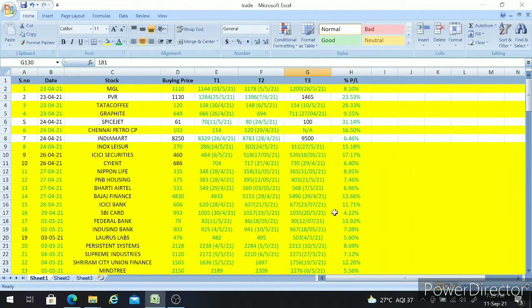I'll also give the formula to get this percentage return, for those who don't know. Take the final price minus the buying price, that is 568 minus 531, divided by 531, multiplied by 100, and you'll get the percentage return.